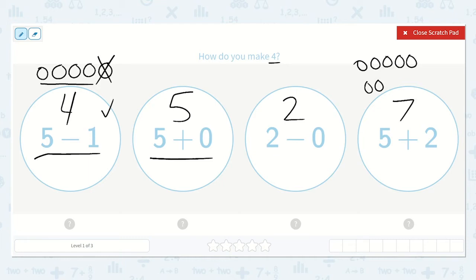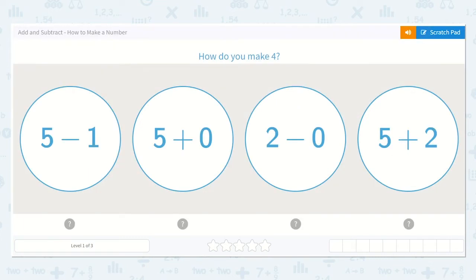That is too much. And I guess I could have known by looking at this first addend and seeing that it is already greater than this number. So we are not going to get 4 because that number is smaller and we are adding. So this number is only going to get bigger. All right, so we did find the answer over here. 5 minus 1 is how we can make 4.